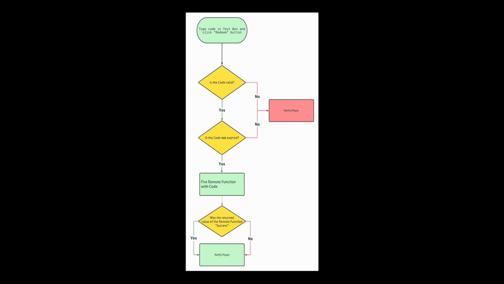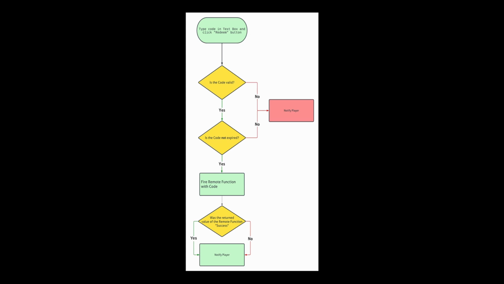Now I made a little diagram to visualize the functionality behind the code system on the client. So the way that we want this process to work is we want a player to type a code in the text box and then click on the redeem button. Whenever a player clicks on the redeem button, we first want to check if the code is actually valid. Now if it's not valid, then we're going to notify the player in some way.